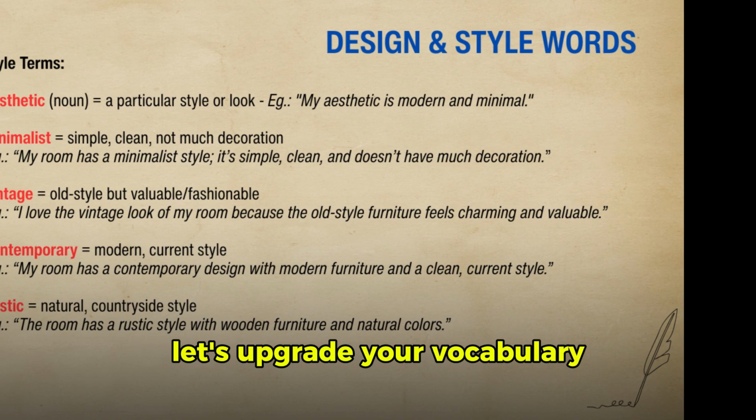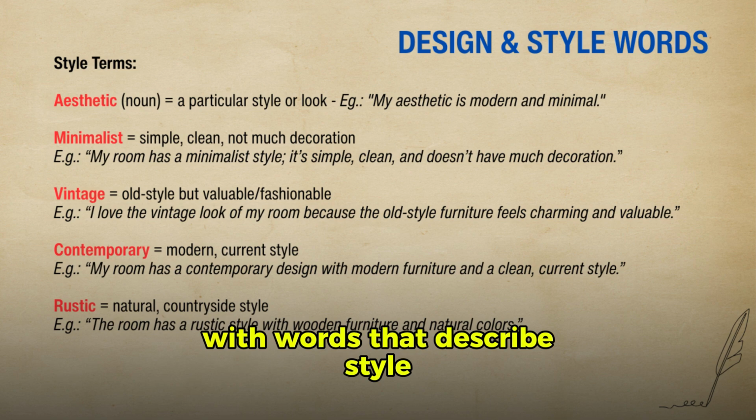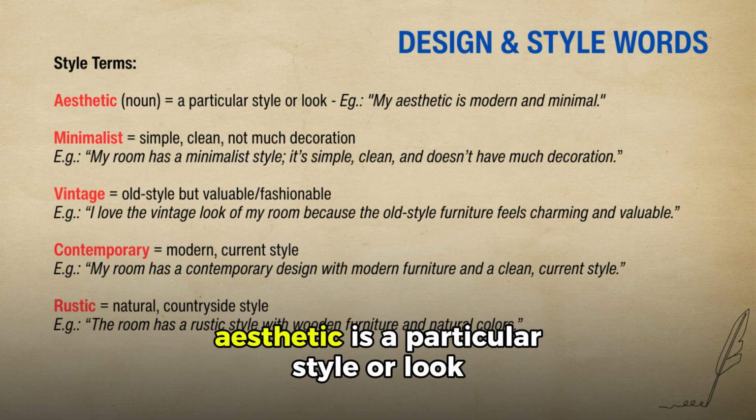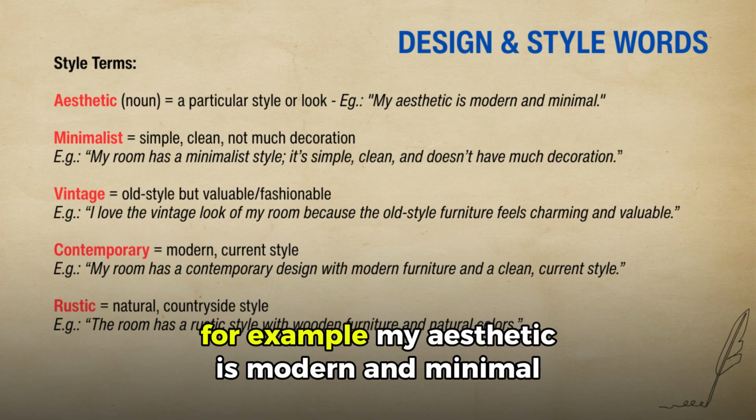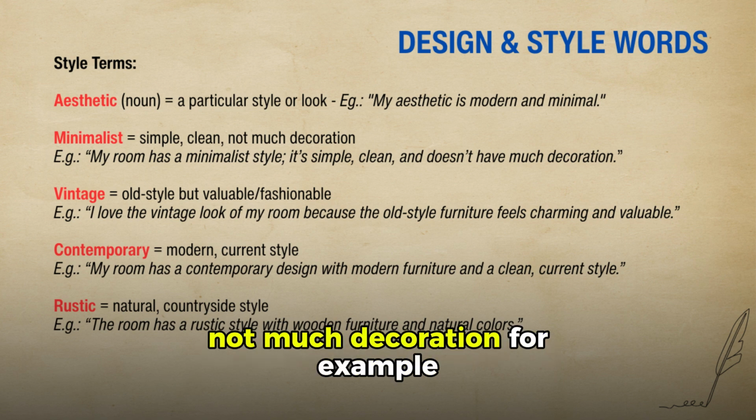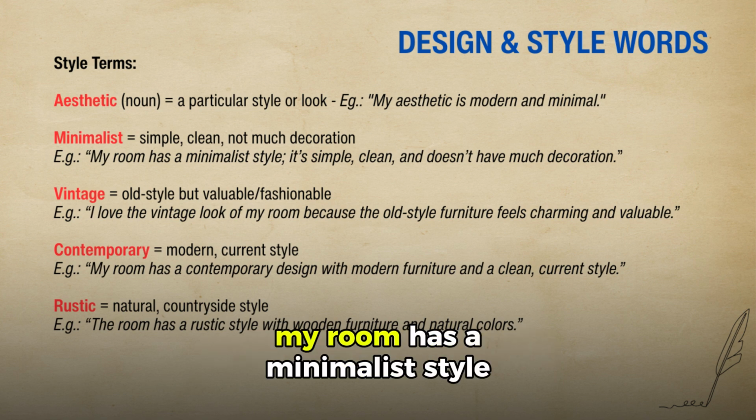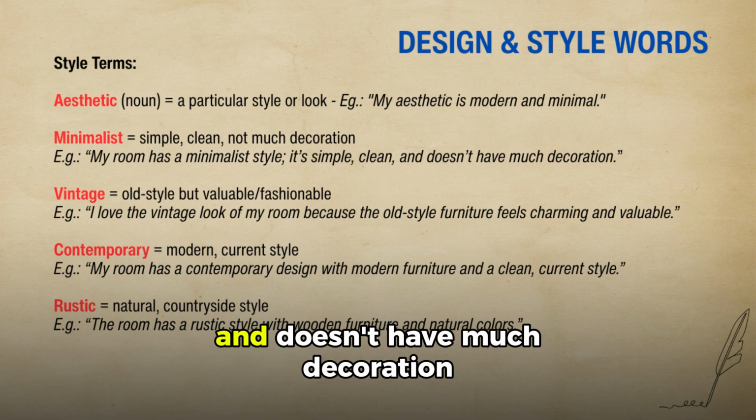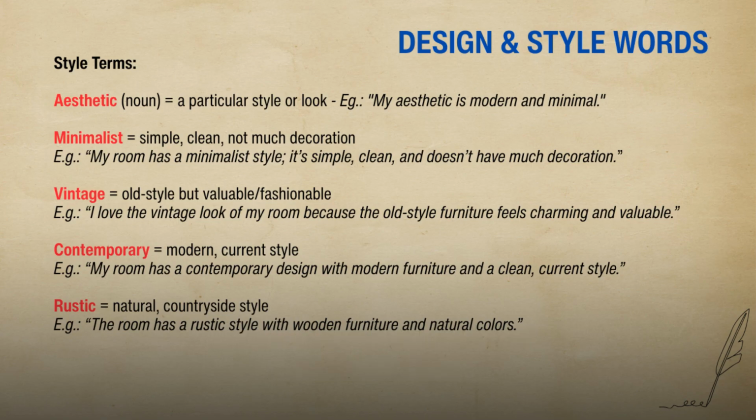Let's upgrade your vocabulary with words that describe style and design. Style terms. Aesthetic is a particular style or look. For example, my aesthetic is modern and minimal. Minimalist is simple, clean, not much decoration. For example, my room has a minimalist style. It's simple, clean, and doesn't have much decoration.